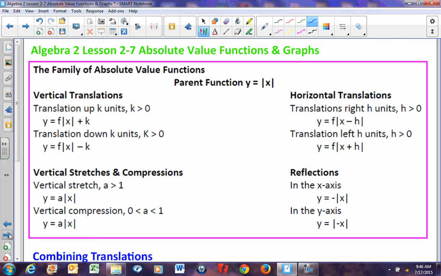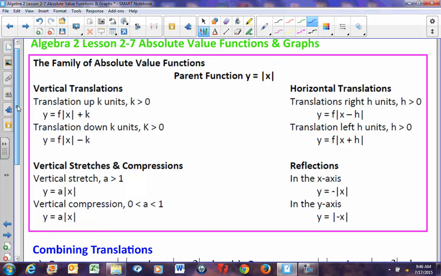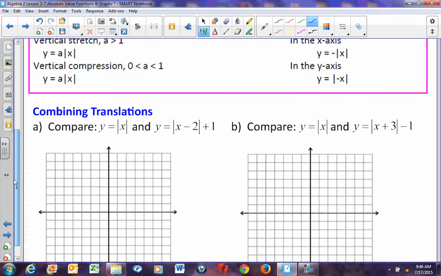Okay, so same translations. Instead of where there were parentheses on the last lesson, there now are absolute value symbols. So the same rules apply. That's what I like about math. It just goes a little bit further each time, adds a little bit more detail, but doesn't change everything altogether. So we are going to look at all these things just like we did the last lesson.